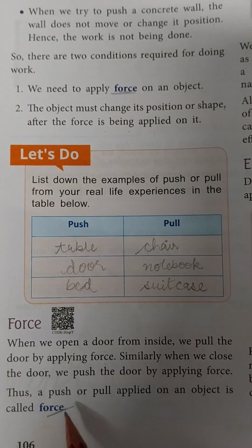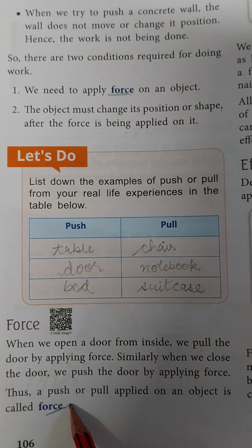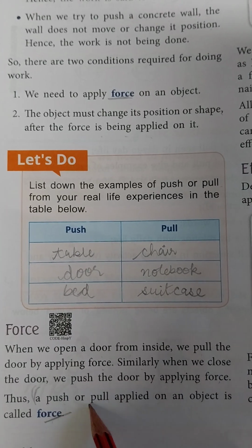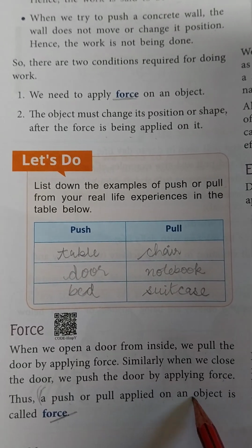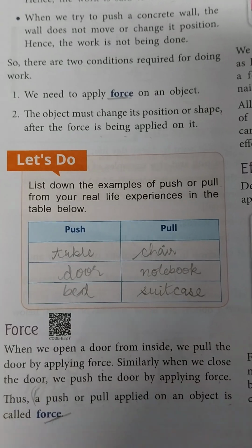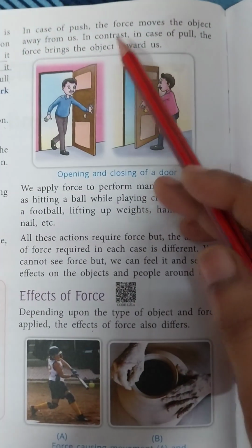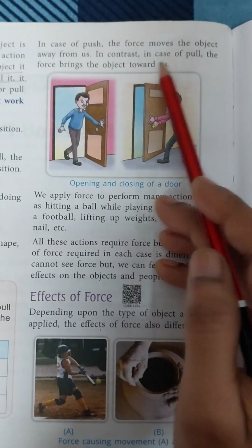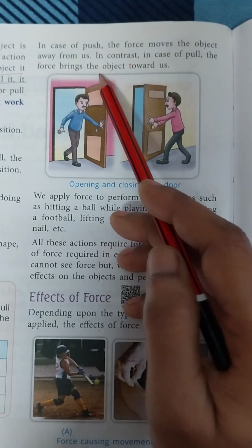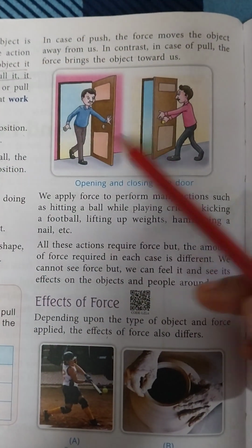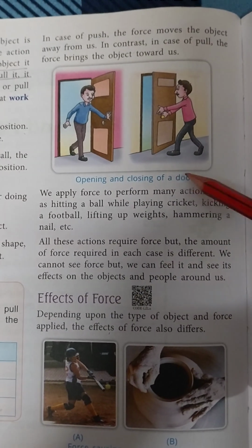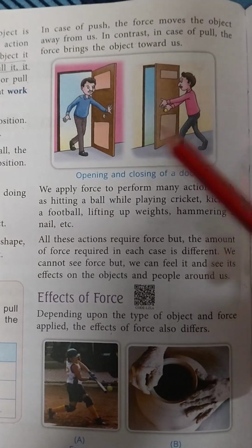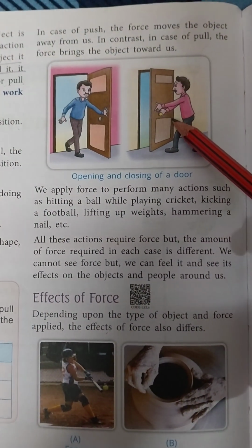Okay. So now have we got a definition? What is a force? A push or pull applied on an object is called force. Good. In case of push, the force moves the object away from us. In contrast, in case of pull, the force brings the object towards us, as we can see in the picture. Opening and closing of a door, different forces have been put. Here it is push, and in this it is pull.